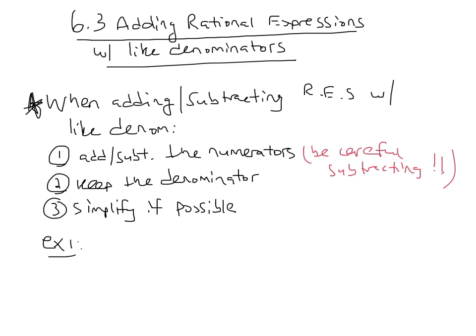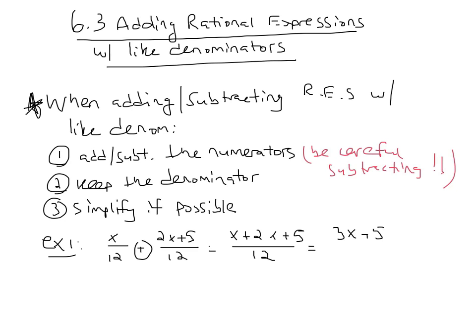Since we don't have a lot of space on this page, let's start out with a relatively easy example. Let's do x over 12 plus 2x plus 5, also over 12. We notice that the denominators are the same, and it's an addition problem. So we are going to add the numerators, x plus 2x plus 5. We're going to keep the denominator, so 3x plus 5 over 12. And there's no factoring we can do, there's no canceling we can do, so 3x plus 5 over 12 is our final answer.